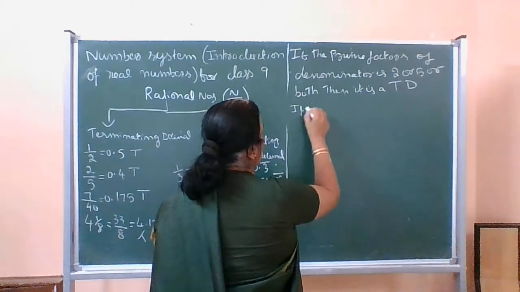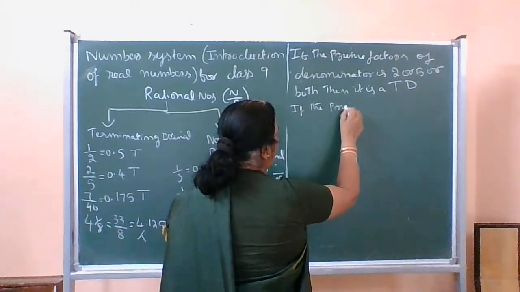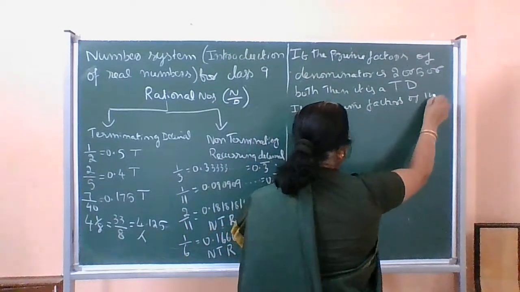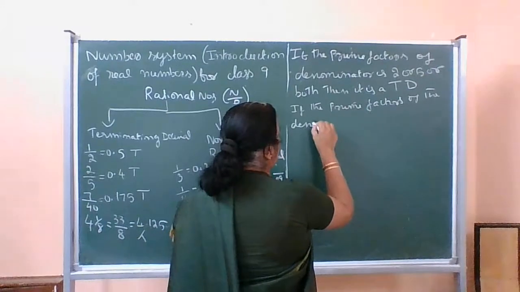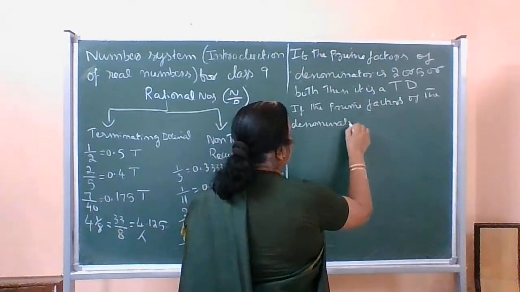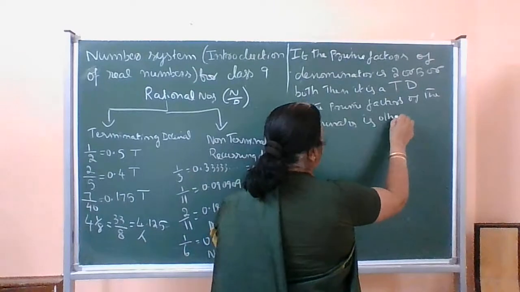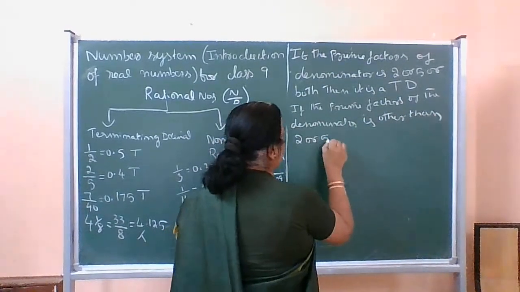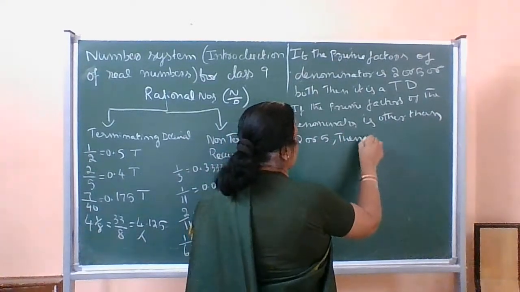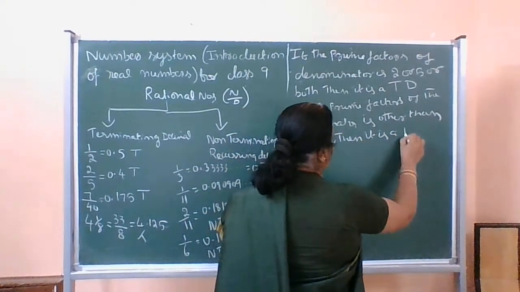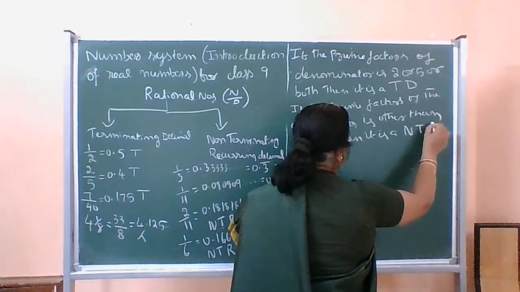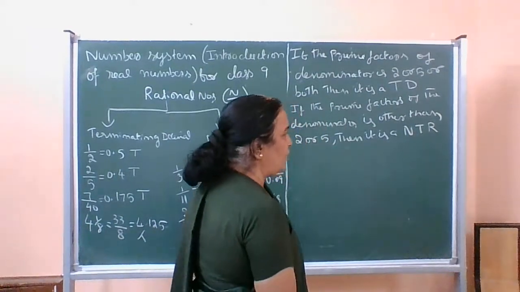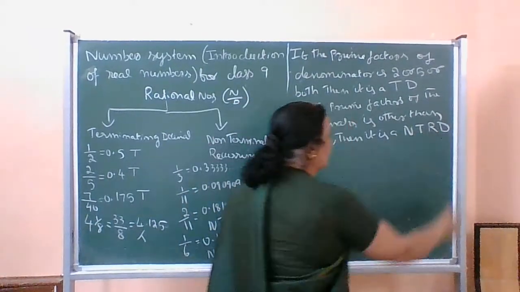If the prime factors of the denominator are other than 2 or 5, then it is a non-terminating repeating decimal. Non-terminating, repeating or recurring decimal.